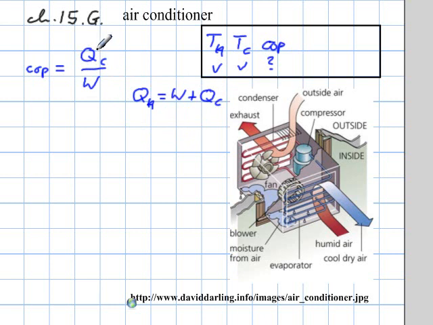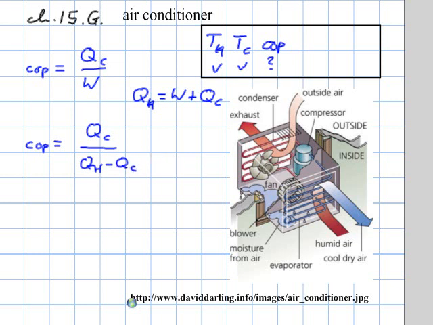Okay, none of these we know. We don't know any of these. So what can we do with that? Well, here's one thing we can do. I'm going to write it such that I only have QC's and QH's. So I'm going to have QC divided by QH minus QC.